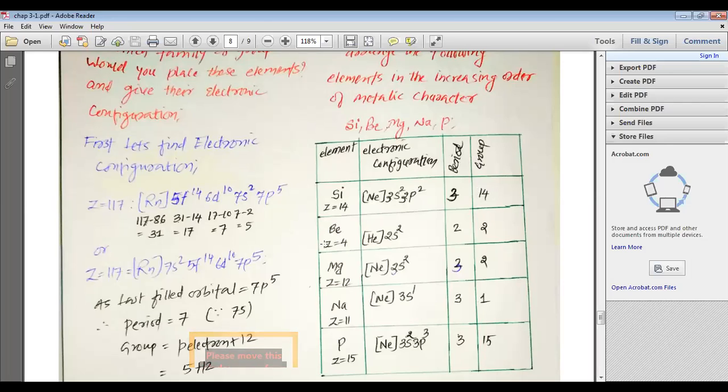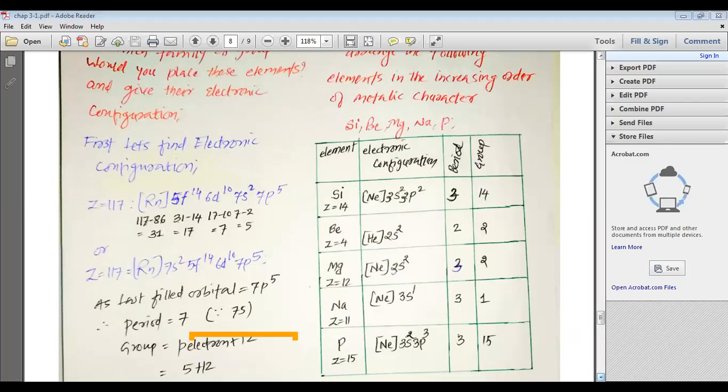Same way, my dear students, for beryllium, Z equal to 4, we have helium 2s2. So the period number is 2 and the group number is also 2. For magnesium, Z equal to 12, neon 3s2, so the period number is 3 and the group number is 2. For sodium, Z equal to 11, neon 3s1, so the period number is 3 and the group number is 1.